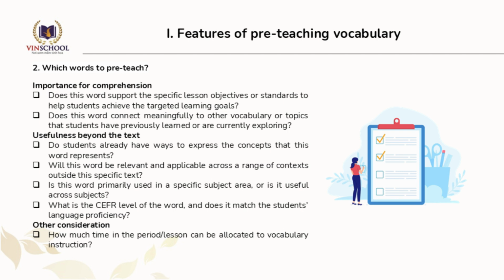Category 1, Importance for Comprehension. Does this word support the specific lesson objectives or standards? Does this word relate meaningfully to other vocabulary or topics students have learned or are currently studying? Category 2, Usefulness beyond the text. Is this word relevant across multiple contexts? Do students already have ways to express the concepts represented by the word? Is this word specific to a subject area? What is the CEFR level of the word? Category 3, Other Consideration. How much time in the lesson period can be allocated to vocabulary instruction?